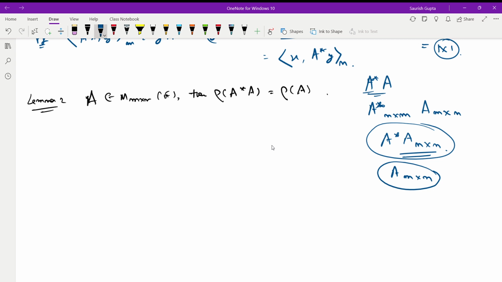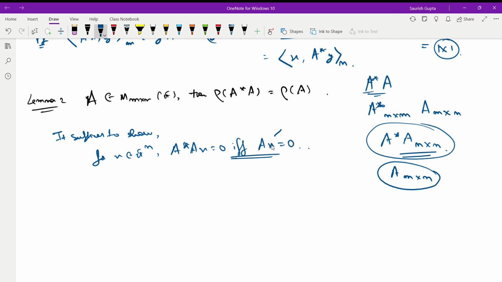So if I show, I should write it like this, it suffices to show that for x in F^n, A star Ax is 0 if and only if Ax is equal to 0. You should justify why this works, given what I told just now. Use the rank nullity dimension theorem.